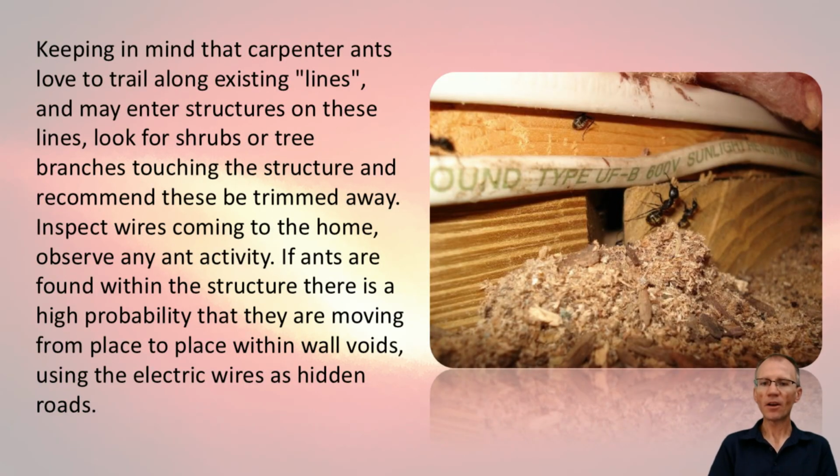Keeping in mind that carpenter ants love to trail along existing lines and may enter structures on these lines. Look for shrubs or tree branches touching the structure and recommend these be trimmed away. Inspect wires coming into the home and observe any ant activity. If ants are found within the structure, there is a high probability that they are moving from place to place within wall voids using the electrical wires as hidden roads.